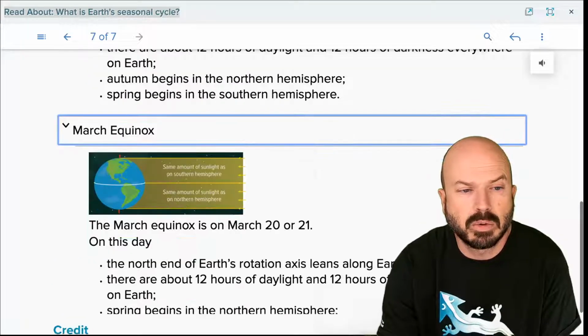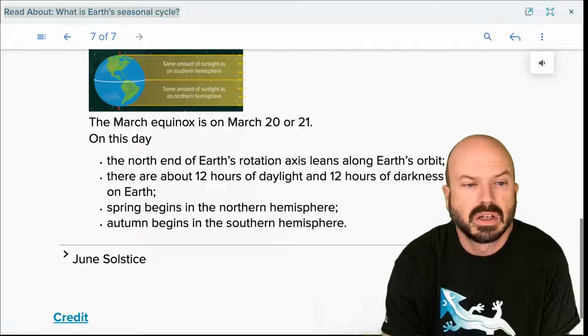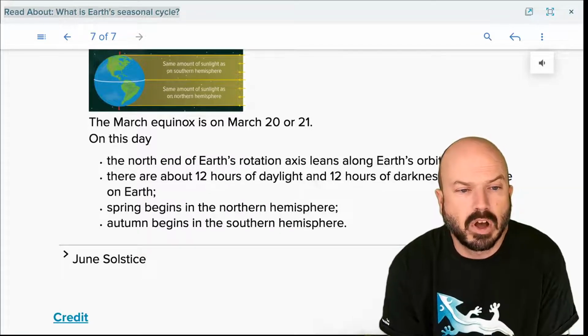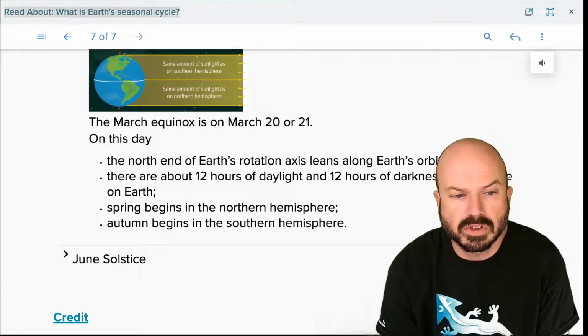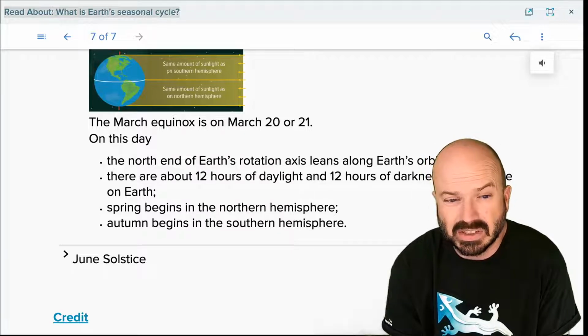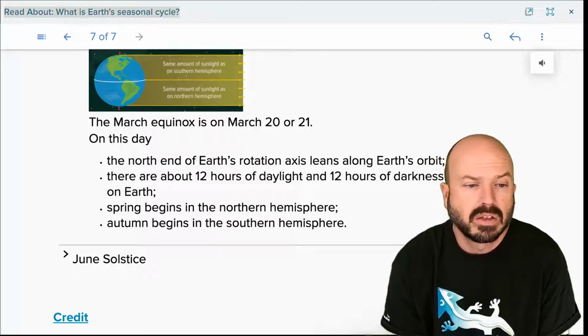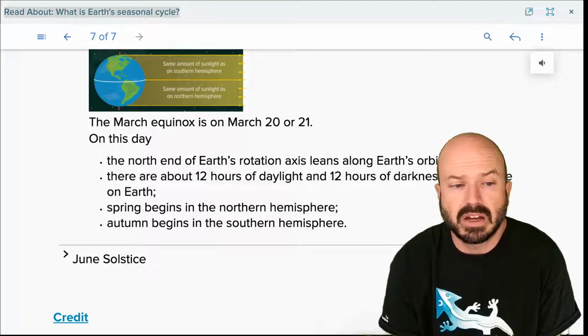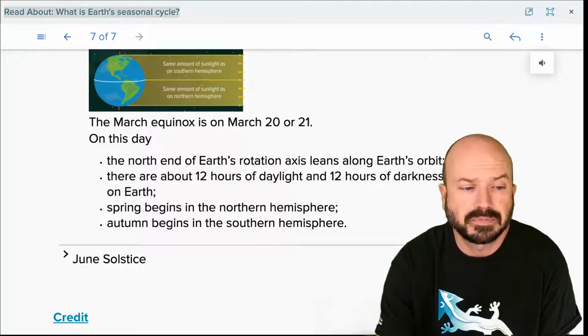Let's go to the March equinox. So the March equinox happens on March 20th or 21st. And this is again about 12 hours of daylight and 12 hours of darkness everywhere on Earth. Spring begins in the northern hemisphere and autumn begins in the southern hemisphere.